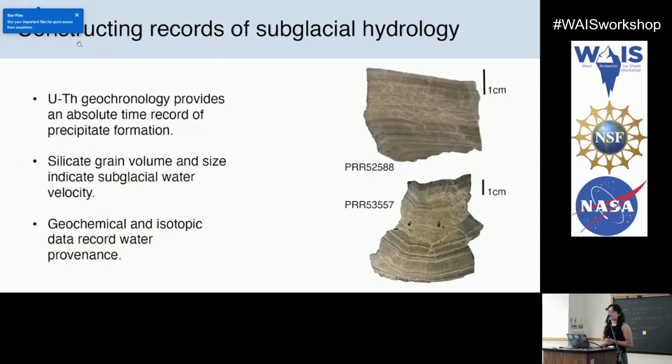So how can we construct records of subglacial hydrology using these subglacial precipitates? You can see that these are finely laminated accumulations of calcite, and we can use uranium-thorium geochronology on multiple horizons of these samples to create an absolute time record of precipitate formation. We can also use physical aspects like grain size and grain volume to indicate subglacial water velocity and get a history of that subglacial hydrology. And lastly, since calcite reflects the chemistry of the water it precipitates out of, we can use the geochemical and isotopic data to record water provenance over time.